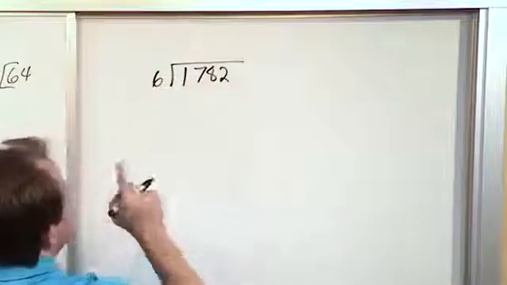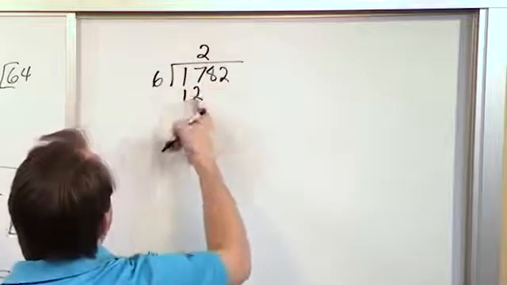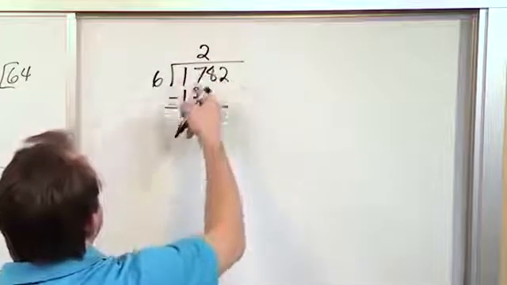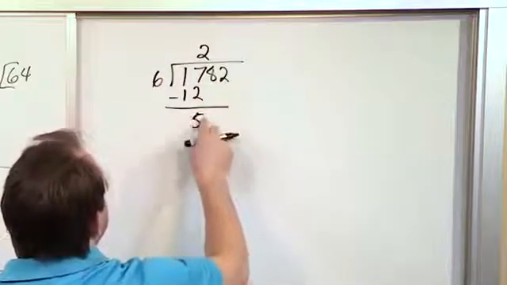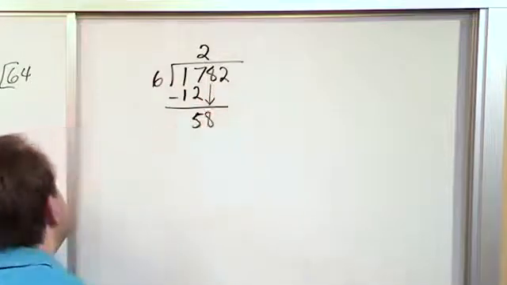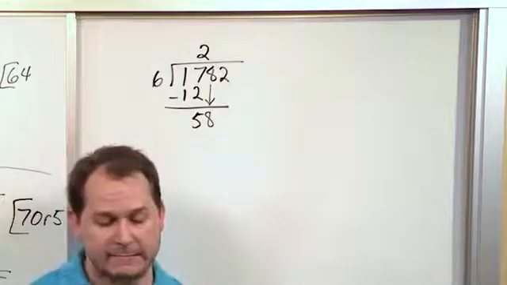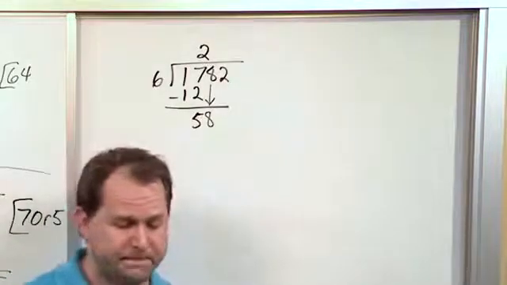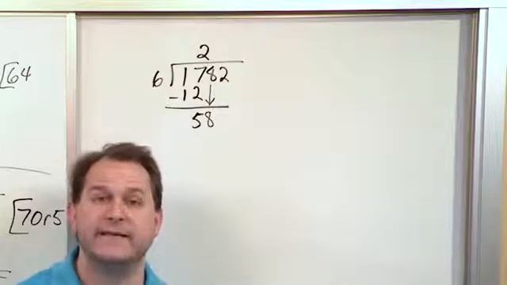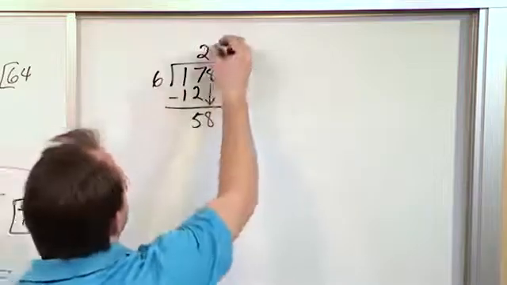That's too many. So we have to go down. 6 times 2 is 12. So we write the 12 here from the multiplication and we subtract. 17 minus 12 is 5. Now after our subtraction step, we drag the next digit down and we have 58. Now we try to see, can 6 go into 58? Well, 8 times 6 is 48 and 9 times 6 is actually 54. 9 times 6 is 54, so it can actually go 9 times.